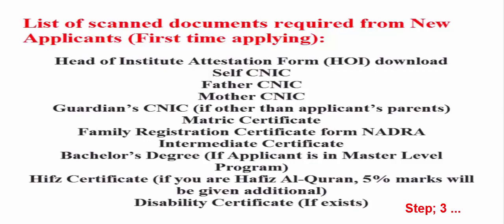An intermediate certificate is required for intermediate students. A bachelor's degree is required if the application is at master level. Hafiz Quran certificate: if you are a Hafiz Quran, 5% additional marks will be given. Disability certificate: if you are disabled, you can submit the disability certificate.